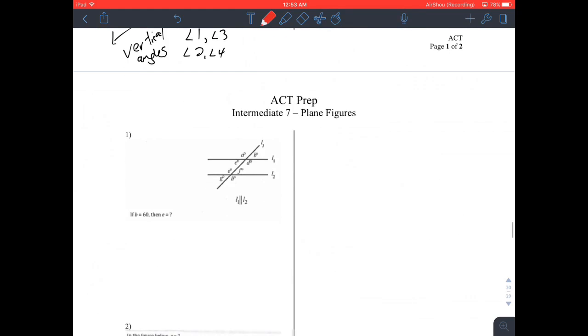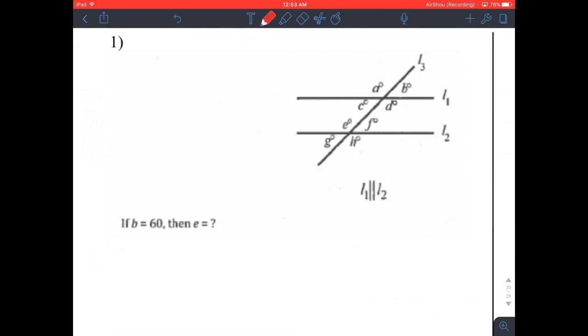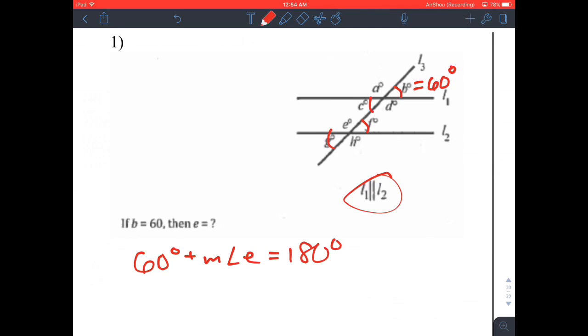So we ready for an example? Let's do this example. We're told here these lines are parallel. It says angle B is 60 degrees. Let me just mark that in my picture. It's important when you do these problems, you write the information into your picture. And what is E? Well, let's mark all the ones that are the same as B. E is not the same as B, so that must mean it's its supplement. So 60 degrees plus the measure of angle E has to equal 180. Therefore, the measure of angle E is 120 degrees. So 120 plus 60 is 180.